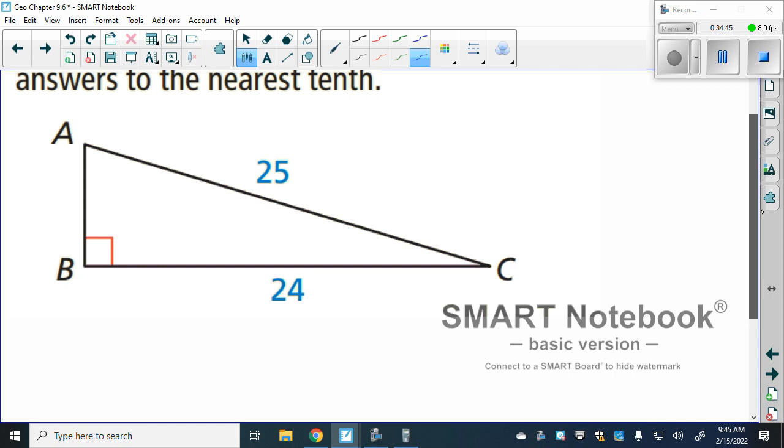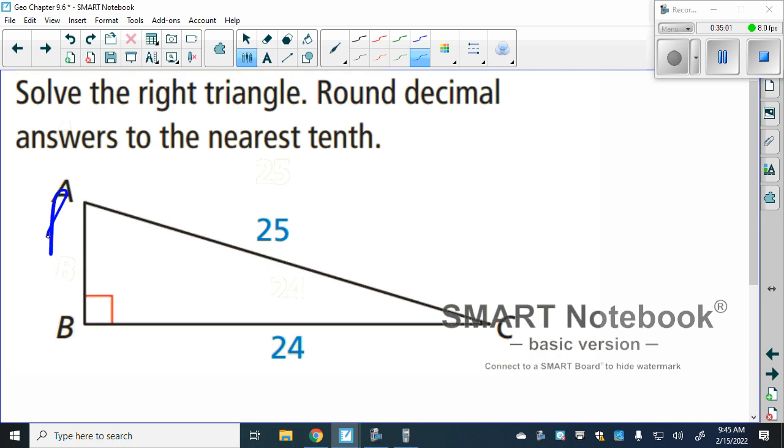Do we need to see another example of one of these? No. Well, before we officially end it, does anybody have a guess at what that side length is for AB? Not that side. 7. Or Pythagorean triples.